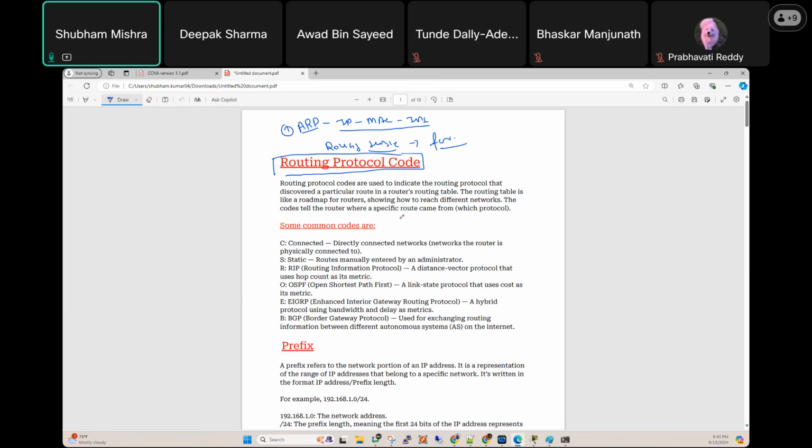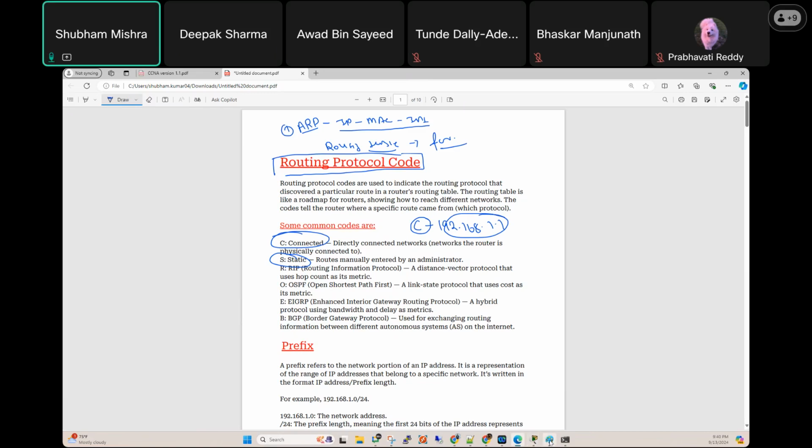For example, let's suppose you see C 192.168.1.1. It means this IP address is directly connected with this router. Maybe you configured it on this router. Getting my point, everyone? So C means directly connected. S means static. Static means that as a network administrator, you provide the routes. That is called static routes. Are you getting my point, everyone?